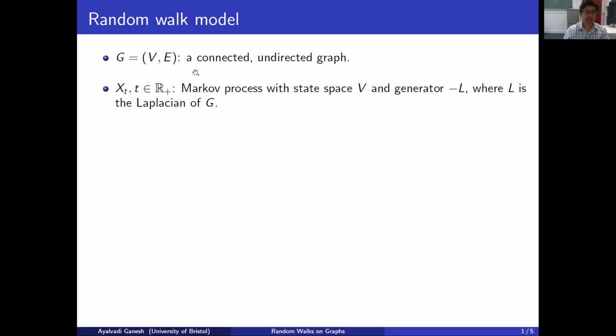So the state space of this Markov process is the vertex set V, and we define the process to be Markovian with generator minus L, where L is the Laplacian of the graph. Okay, so this is at the moment a somewhat abstract description of the random walk, and we'll see what this means in just a moment. So it's a continuous time process. It's Markovian, and we have specified the generator, or the rate matrix, the infinitesimal generator of this Markov process.